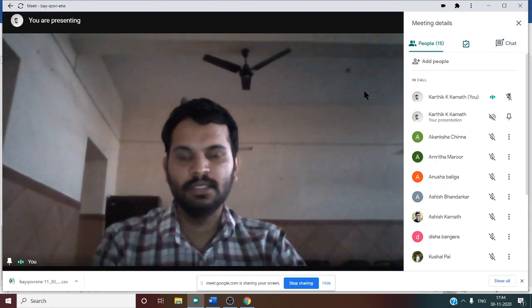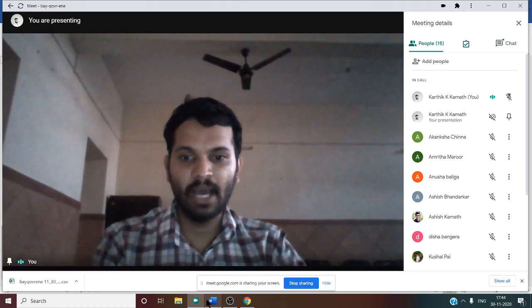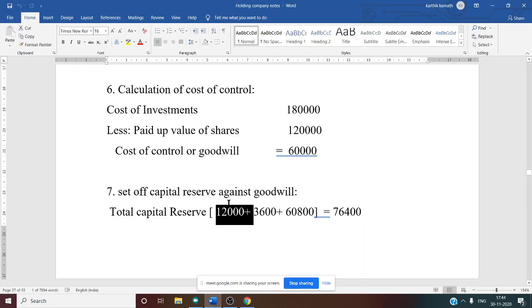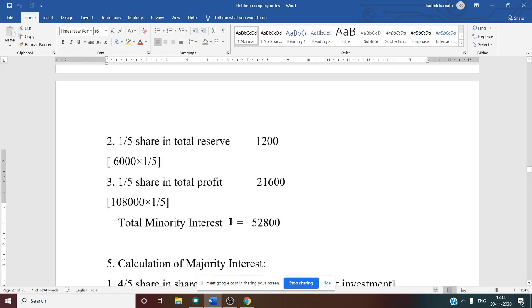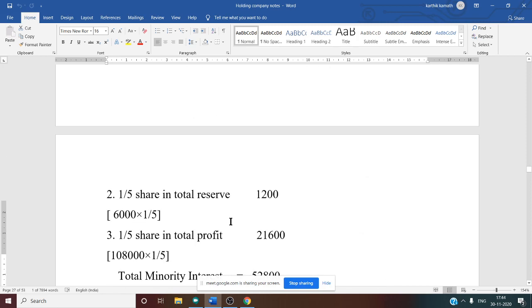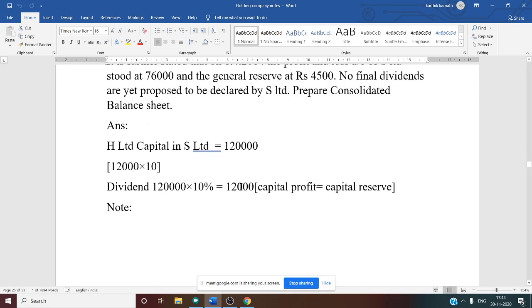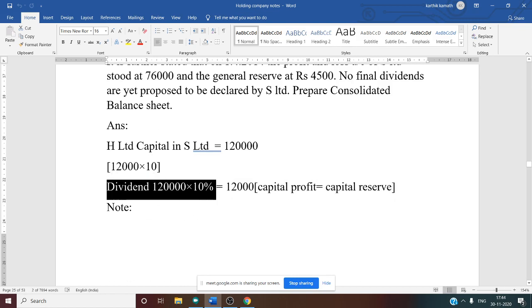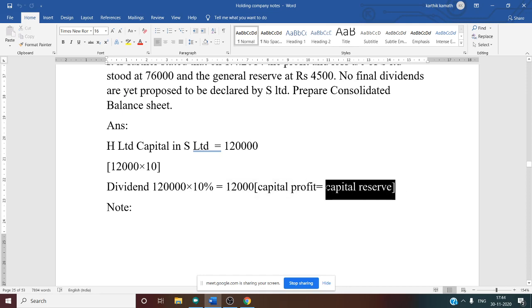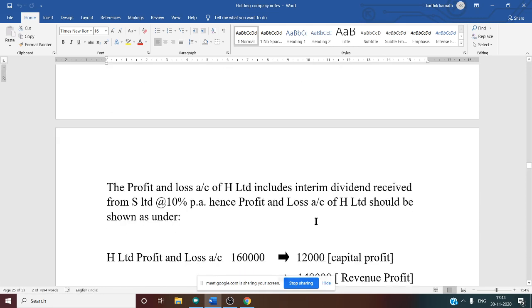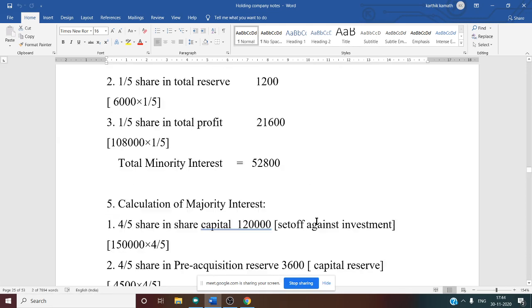Can you answer? This is nothing but interim dividend. The interim dividend answer we have got in the first thing we calculated. See this, first we calculated interim dividend, that is 12,000: 1,20,000 into 10% is 12,000, and that is capital profit. That is why it is treated as capital reserve. So the interim dividend also you have to consider, 12,000.